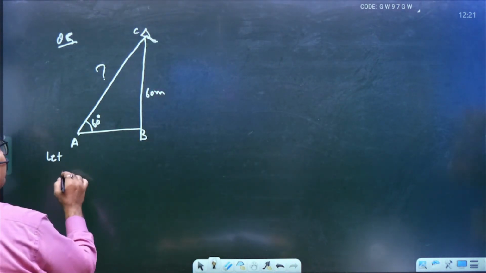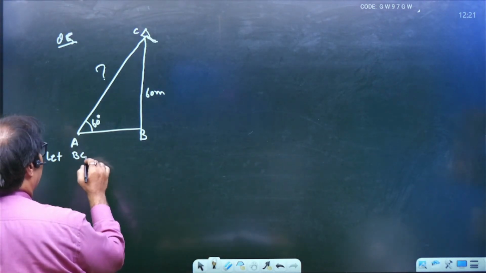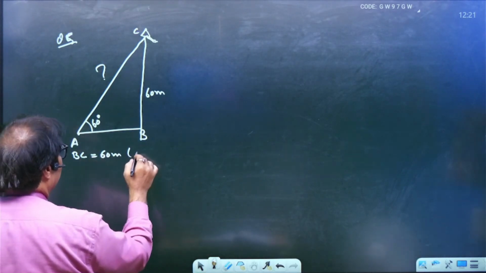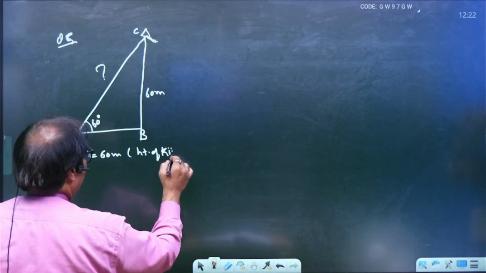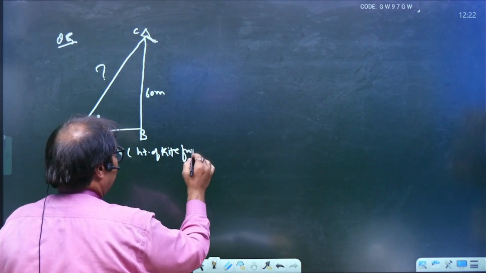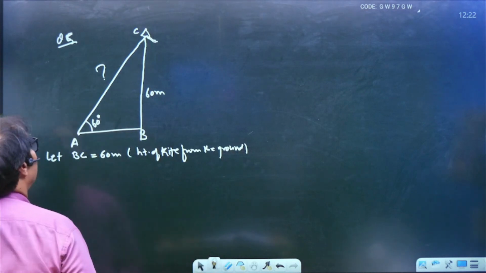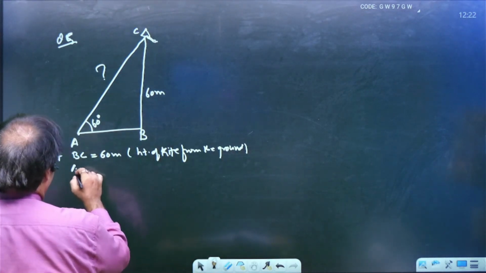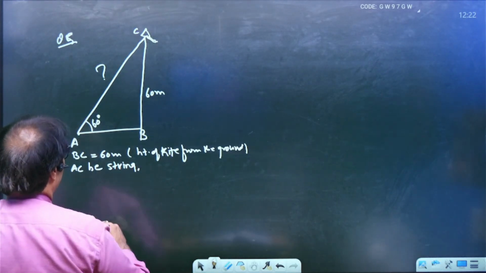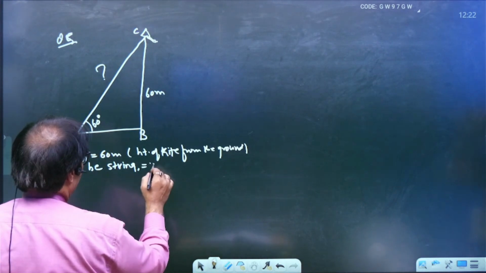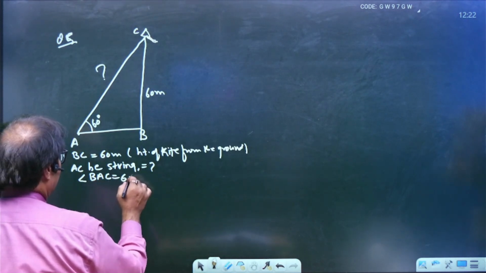So now name it. Suppose this is A, this point is B, and this point is C. So let BC is equals to 60 meter, which is height of kite from the ground, okay, and AC is the string, this we have to find, right, and angle BAC is equals to 60 degree.